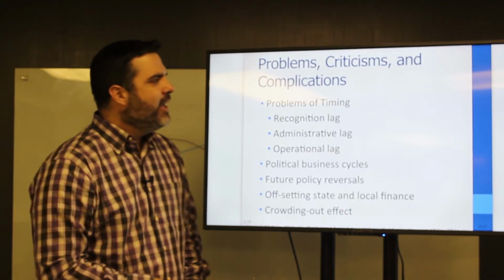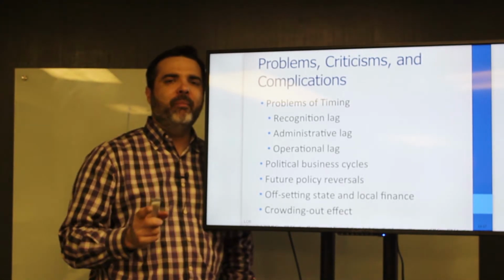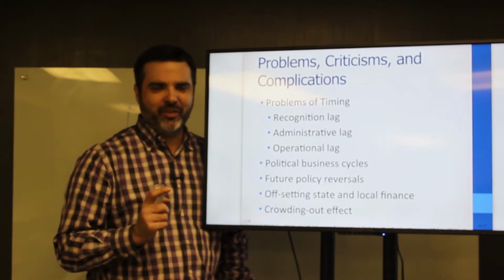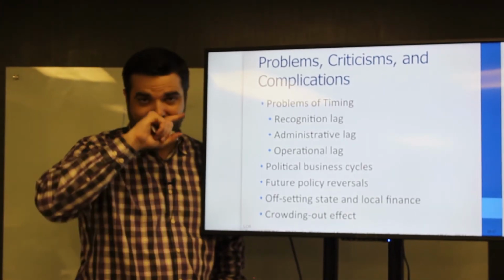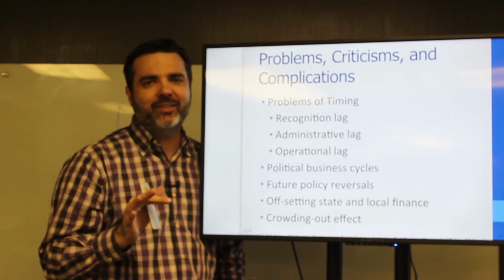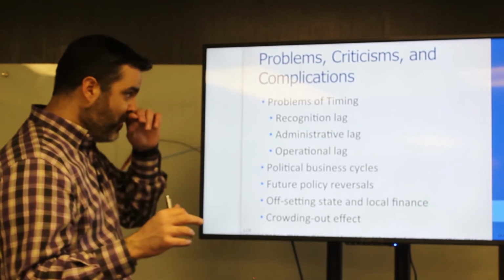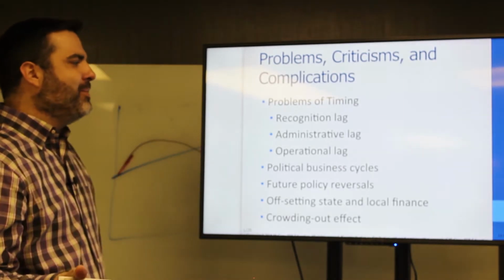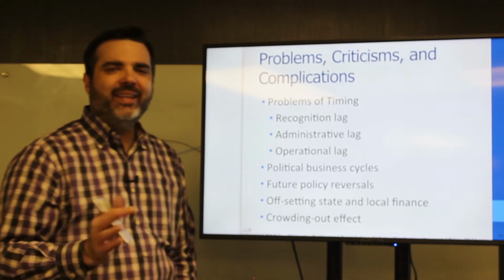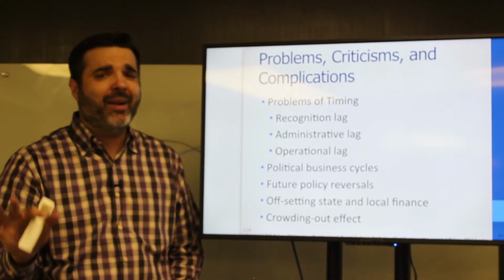Okay. Here are the problems with fiscal policy, and there are many, many problems with fiscal policy. The reason fiscal policy has problems is because politics are involved, and when politics are involved, there are problems with everything. So let's talk about them real quick. One of the problems is the recognition lag. This is a problem with fiscal and monetary policy.